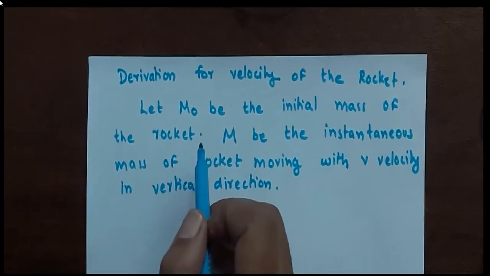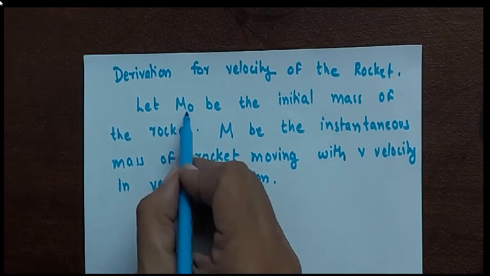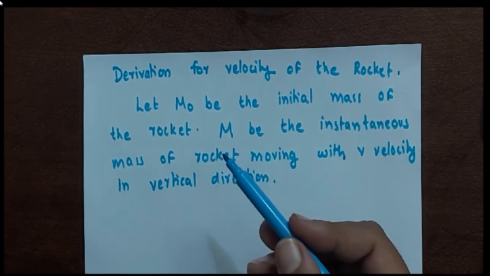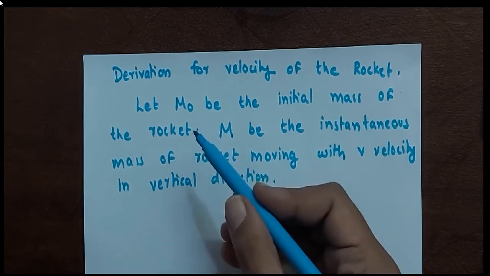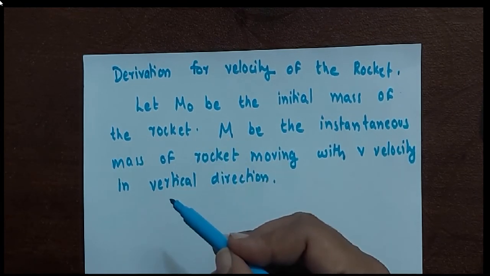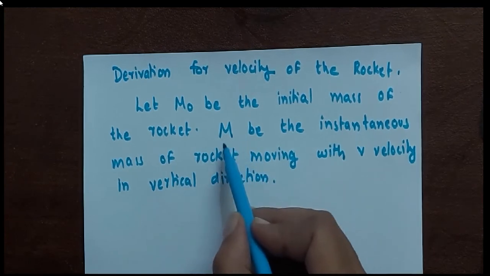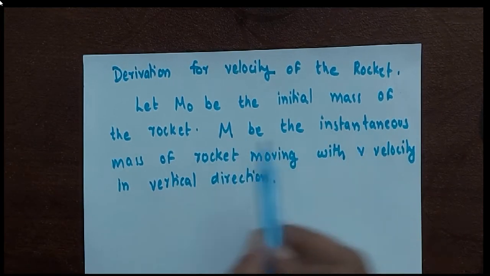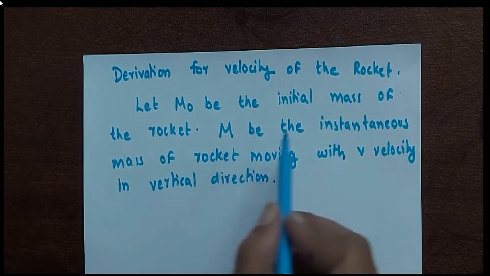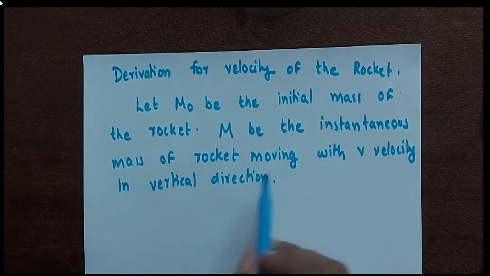When the rocket is on the surface of the earth, its mass is M0. But as it starts moving in the vertical upward direction, it starts losing its mass. So M is the new mass, the instantaneous mass, meaning at any particular time, capital M is the mass of the rocket which is moving with velocity v in the vertical direction.